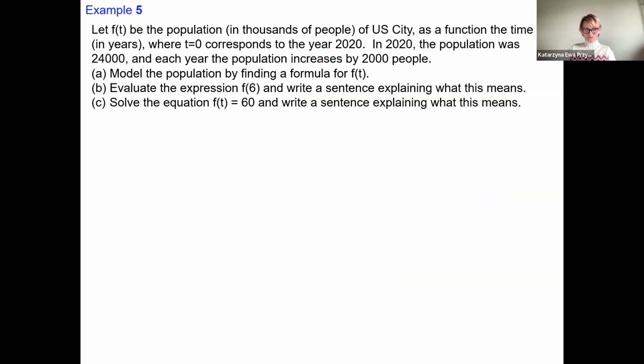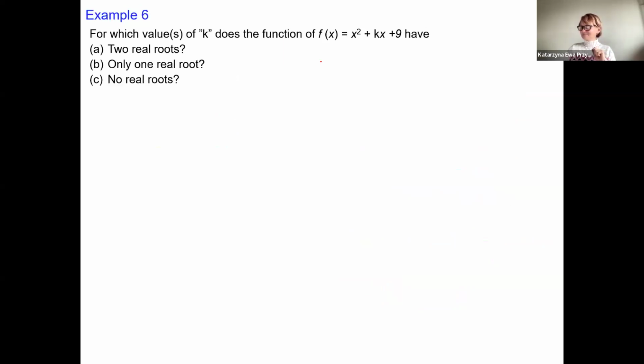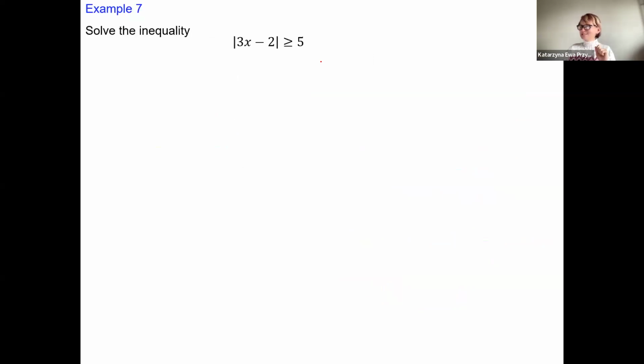You can do this one. The same thing. You can maybe do this one because it's relatively easy. Okay, you can try. I know that you can do it. You can solve this one. You can complete the square.